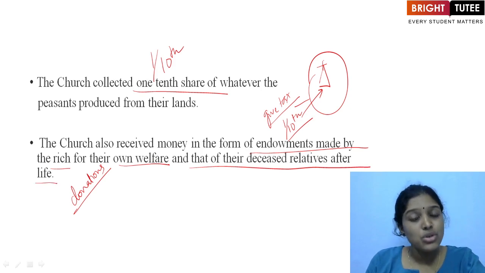So in order to show their gratitude and express their thanks, many rich people donated large amounts of money. So the church received tax from the poor sections and also large amounts of donations from the elite sections of the society, which made the church all the more significant and powerful.